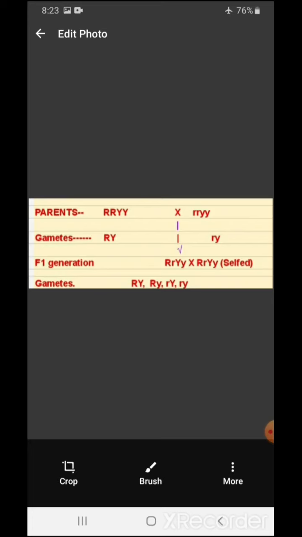When the F1 generation is crossed or self-fertilized, they produce the F2 generation by gamete formation. From the F1 generation, it produces 4 types of gamete: capital R capital Y, capital R small y, small r capital Y, small r small y. So, in a monohybrid cross, the F2 generation is produced by 2 different types of gamete, whereas in a dihybrid cross, the F2 generation is produced from the F1 generation with 4 types of gamete.